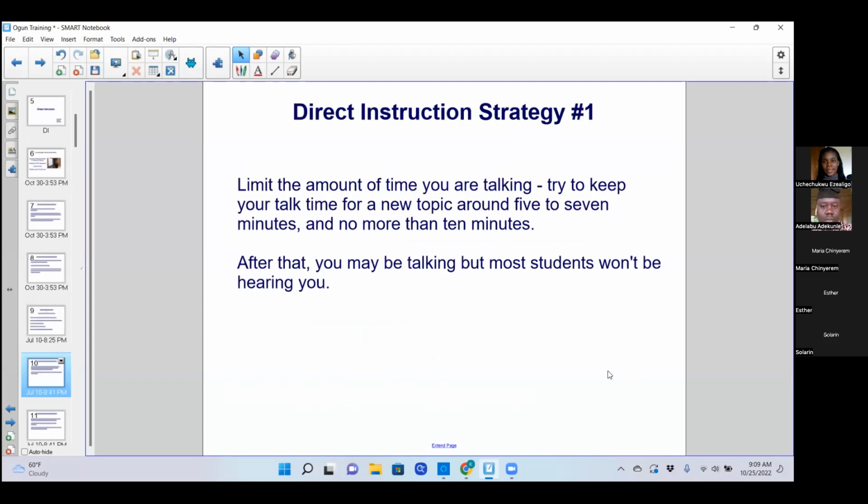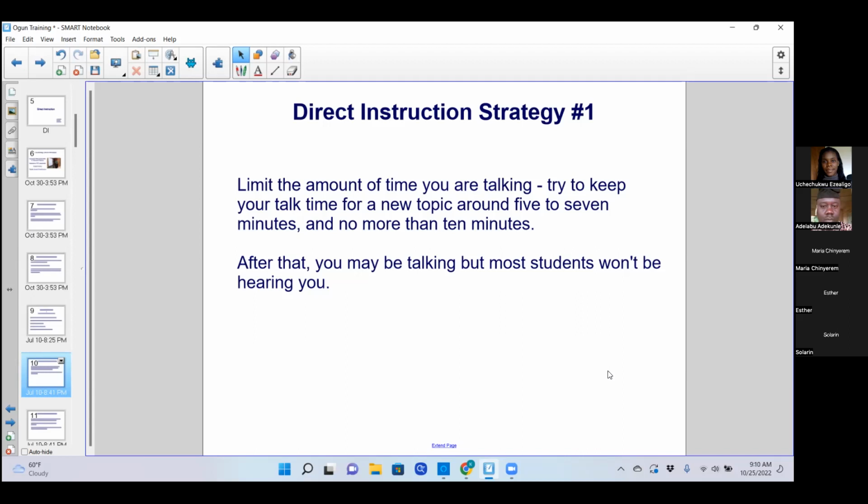So here's just a few strategies. I know some of this is in the course. I just want to make sure we're feeling comfortable with it. The big part of our direct instruction is how limited the teacher talk time is. This is 5 to 7, no more than 10 minutes.